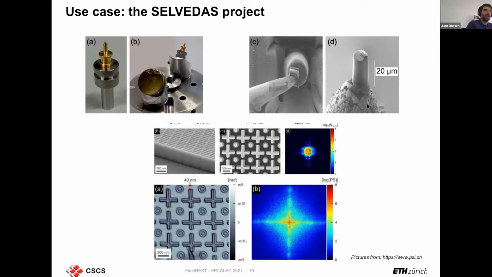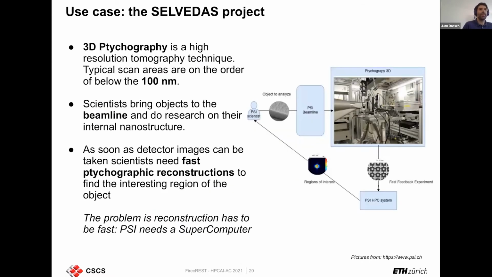The idea for the researchers that use this SLS at PSI is to get information about a region of interest of the experiment, like the kind of results they would like to see in the output. So what PSI had before SELVEDAS is this kind of workflow. I will explain ptychography 3D, which is a high resolution tomography that offers results scanning areas of 100 nanometers, as you can see there.